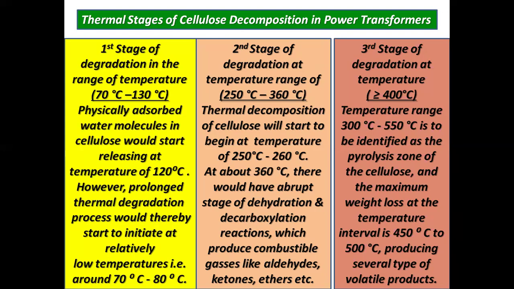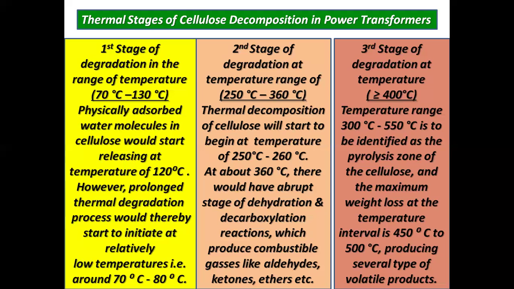That is, physically absorbed water molecules in cellulose would start releasing at a temperature of 120 degrees centigrade. However, prolonged thermal degradation would start to initiate at relatively low temperatures, around 70 degrees centigrade to 80 degrees centigrade. Again, I repeat, first stage of degradation is in the range of temperature 70 degrees centigrade to 130 degrees centigrade.